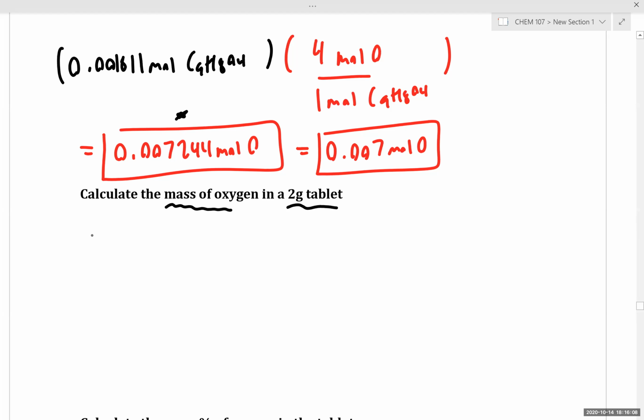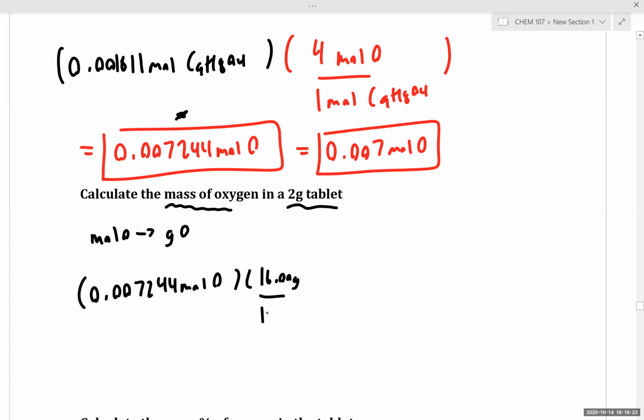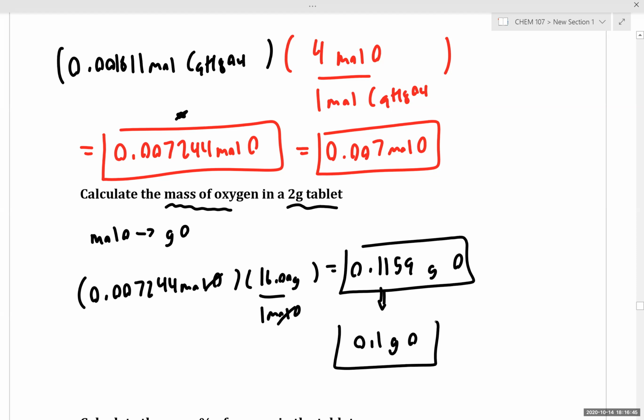Okay, so in this case, we're asked to go from the moles of oxygen to the grams of oxygen. If we have 0.007244 moles of oxygen, we know that we have 16.00 grams per mole of oxygen. And that in turn gives us 0.1159 grams of oxygen, because moles cancel. And we round that to 0.1 grams of oxygen. Does this question make sense? Does this part of the question make sense?